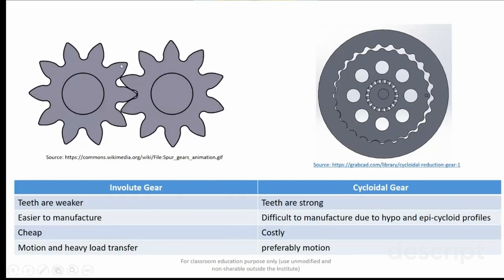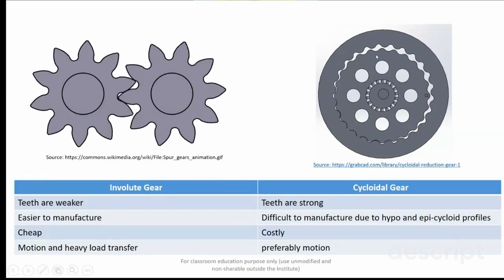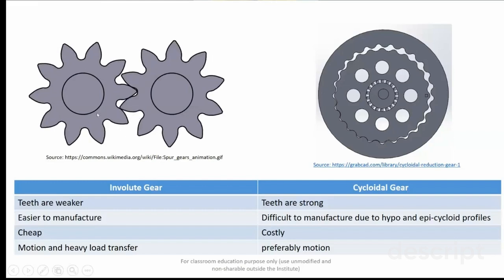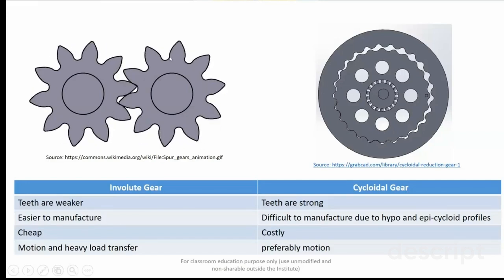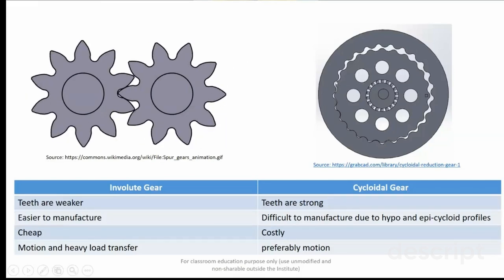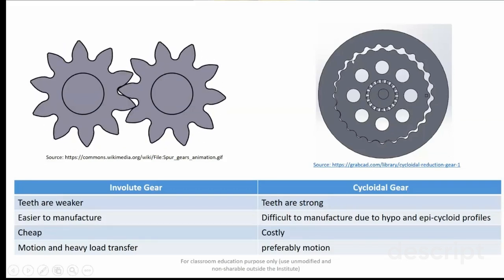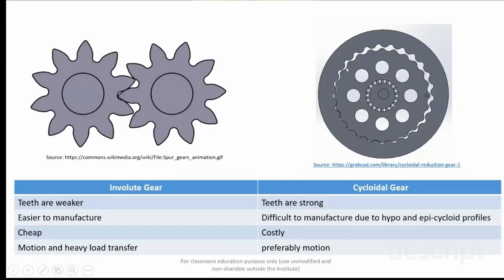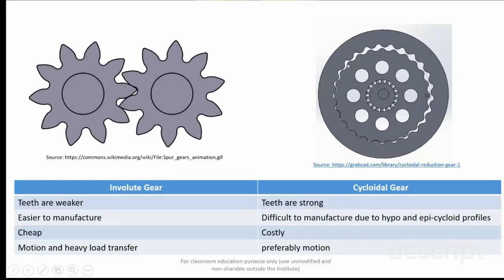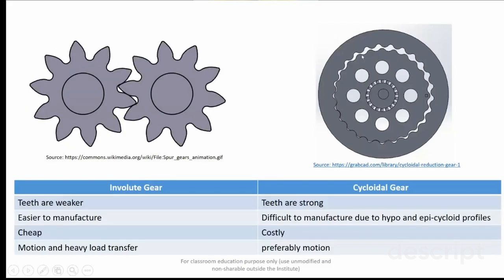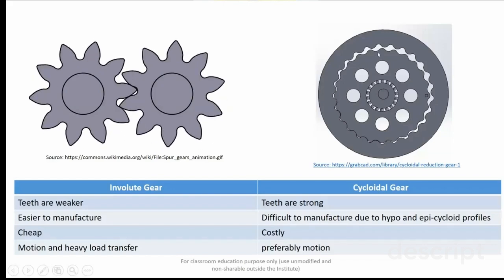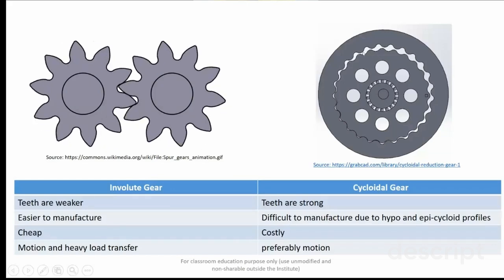One is the involute gear and the other is your cycloidal gear. So you see the difference in the profile of both the gears. This is your cycloidal gear, which is formed by the combination of both the profiles. This is your hypocycloid profile, and this is your epicycloid profile. The combination of both the profiles gives you the cycloidal gear.